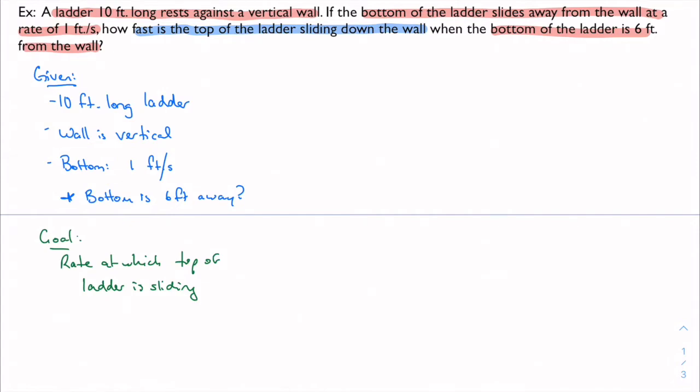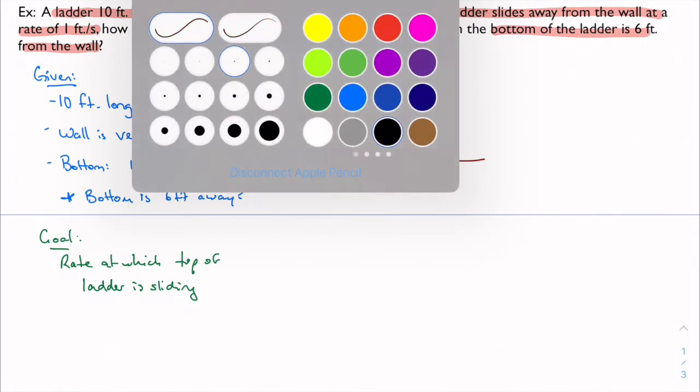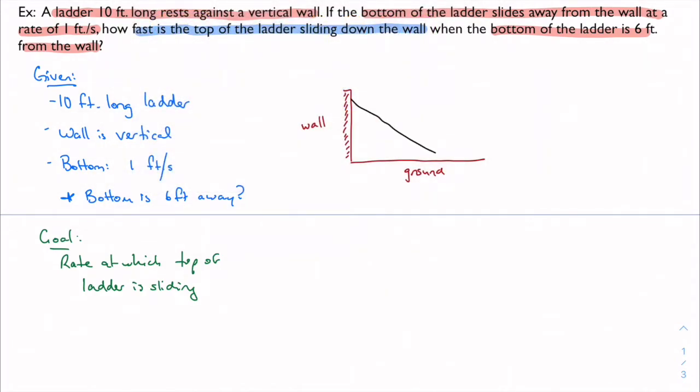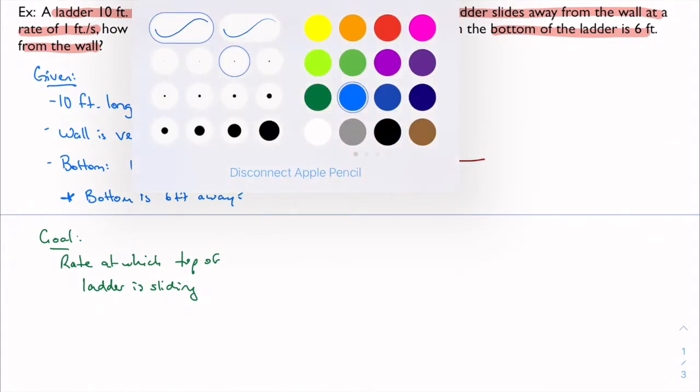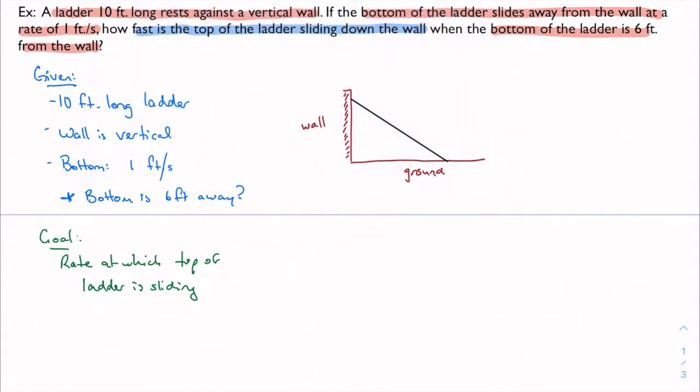With this ladder problem, so maybe I've got, let's get colorful here. Maybe I've got my wall, right here is my wall. And here is the ground. And I've got my ladder. So here is my ladder. So what do we know? We know that the ladder is 10 feet long. Actually, before we even do that, what do we notice? We notice that we've got a right triangle. That's going to be useful.